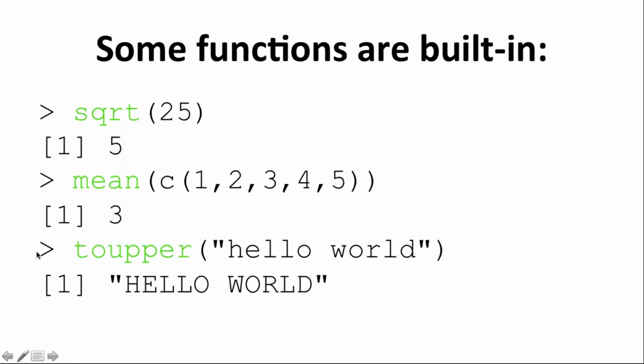And then there are also other functions, so functions that operate only on strings, like toUpper. So if I pass in a string called hello world, all strings always have double quotes, and I want to capitalize every letter of that, I can use a function called toUpper, right? And then all of a sudden, the output is HELLO WORLD in uppercase. Okay, and so this is a function that works on characters. Mean and square root work on numeric data types.